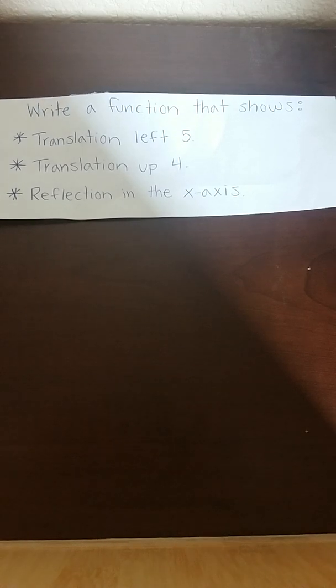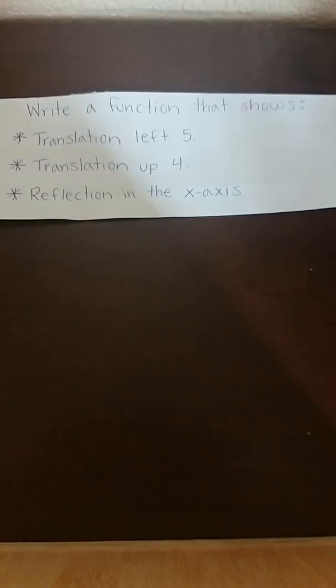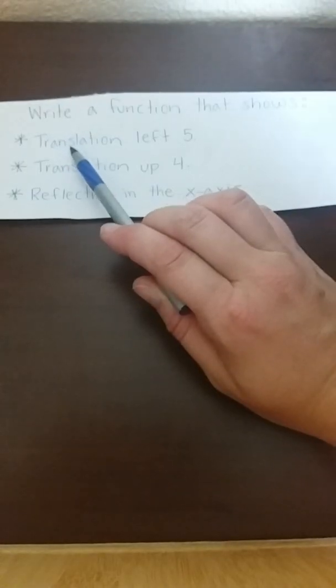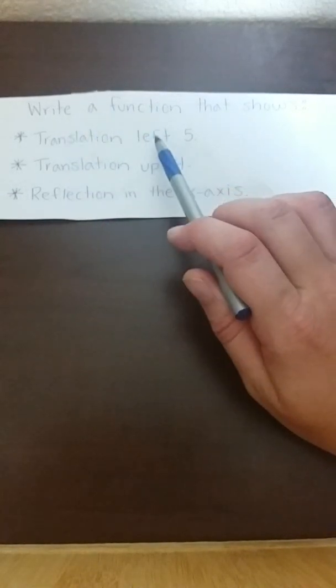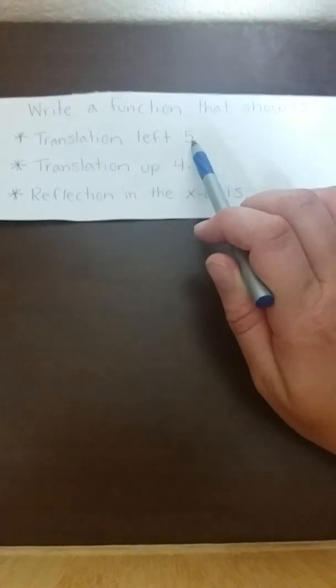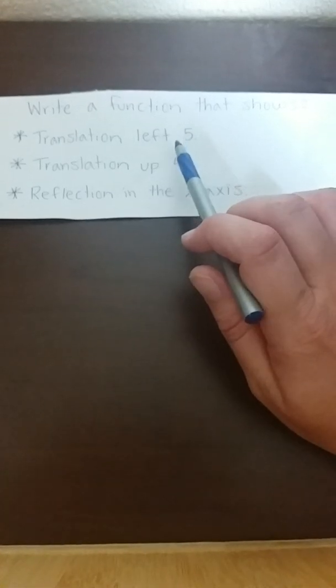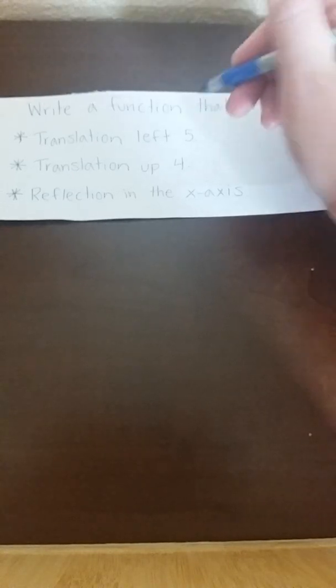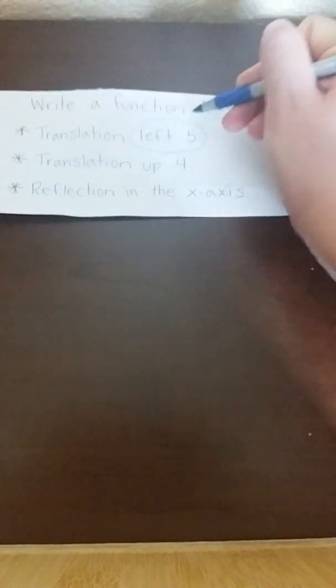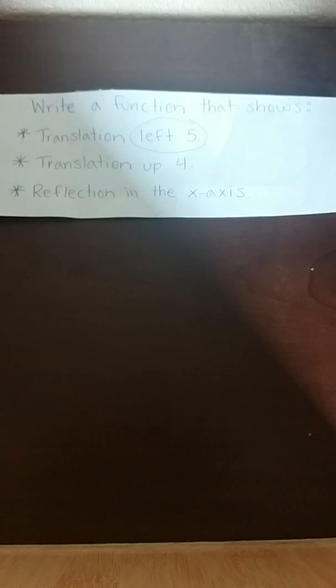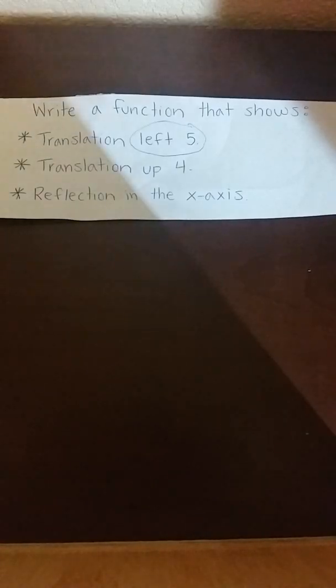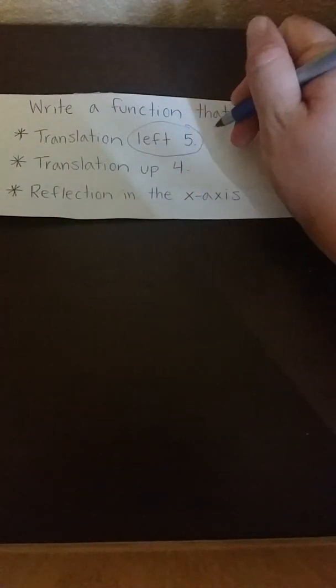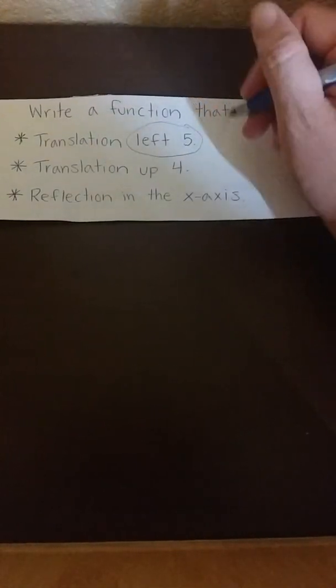We can use what we know about transformations to write a function that shows a specific transformation. So for example, if we're trying to show a translation that goes left 5. I know that left 5 is a horizontal translation. So we're going to do a horizontal translation here of 5.